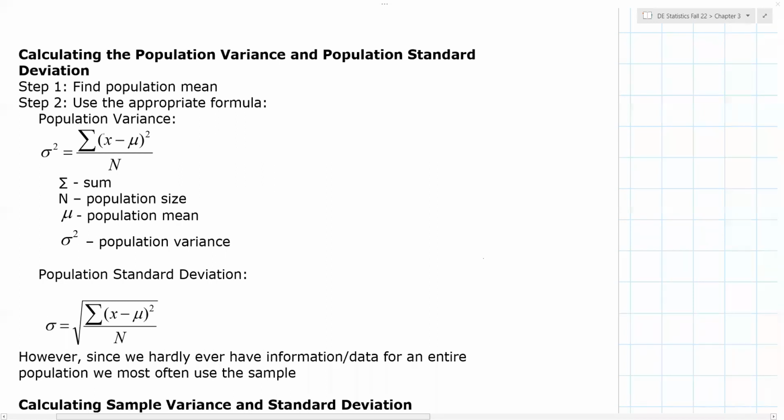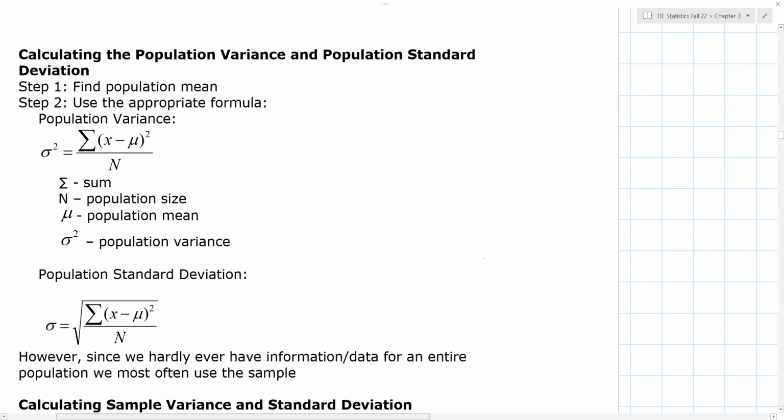So that's the formula we use for both variance and standard deviation of a population. However, we very rarely have an actual population of data. Again, as we talked about in chapter 1, having a population is very difficult to get all of the data for. So typically, we'll be using the formula for sample.